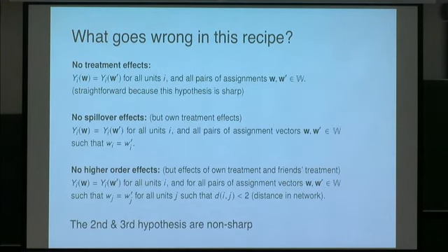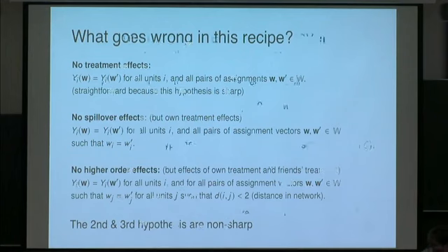So what went wrong in this recipe is basically that these second and third hypotheses are non-sharp. And so what we could do about that is try to make those hypotheses sharp in some way. Again, what sharp means here is that we're going to be able to fill in the entire table of these potential outcomes. That is, given that we observe a unit under one global treatment vector, we know what we would have observed for them under all possible global treatment vectors.